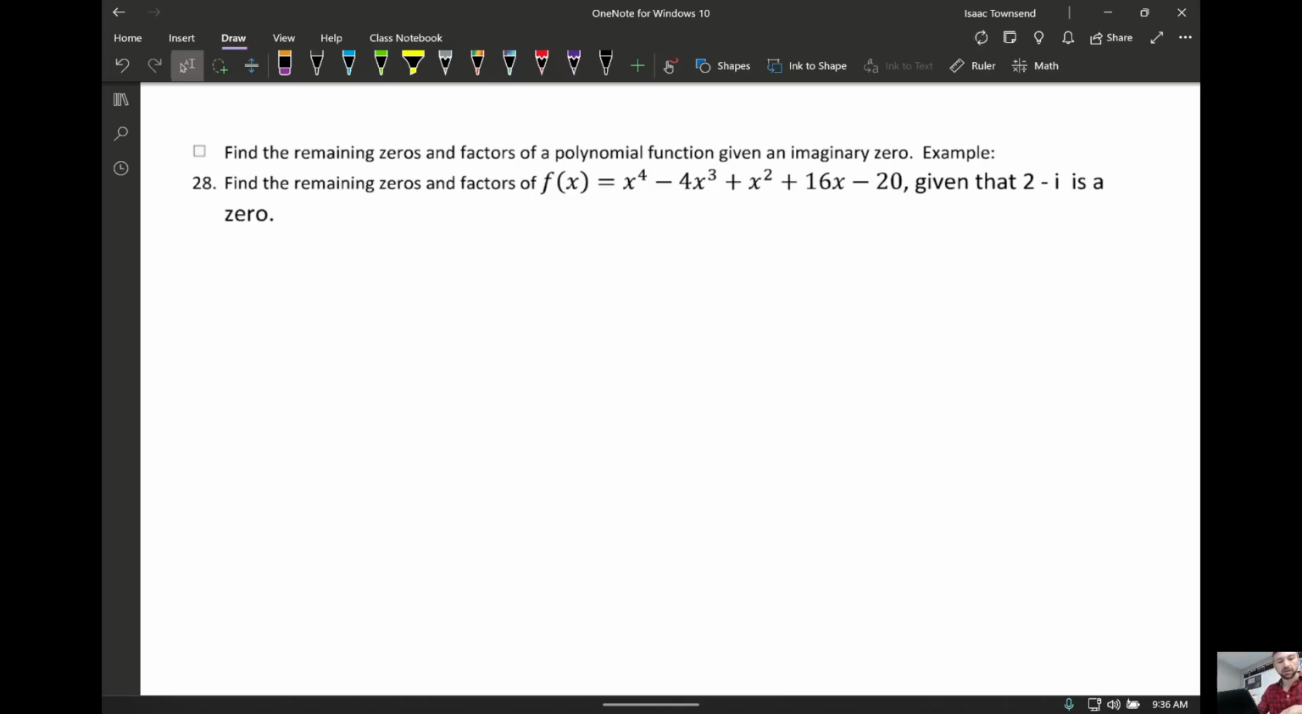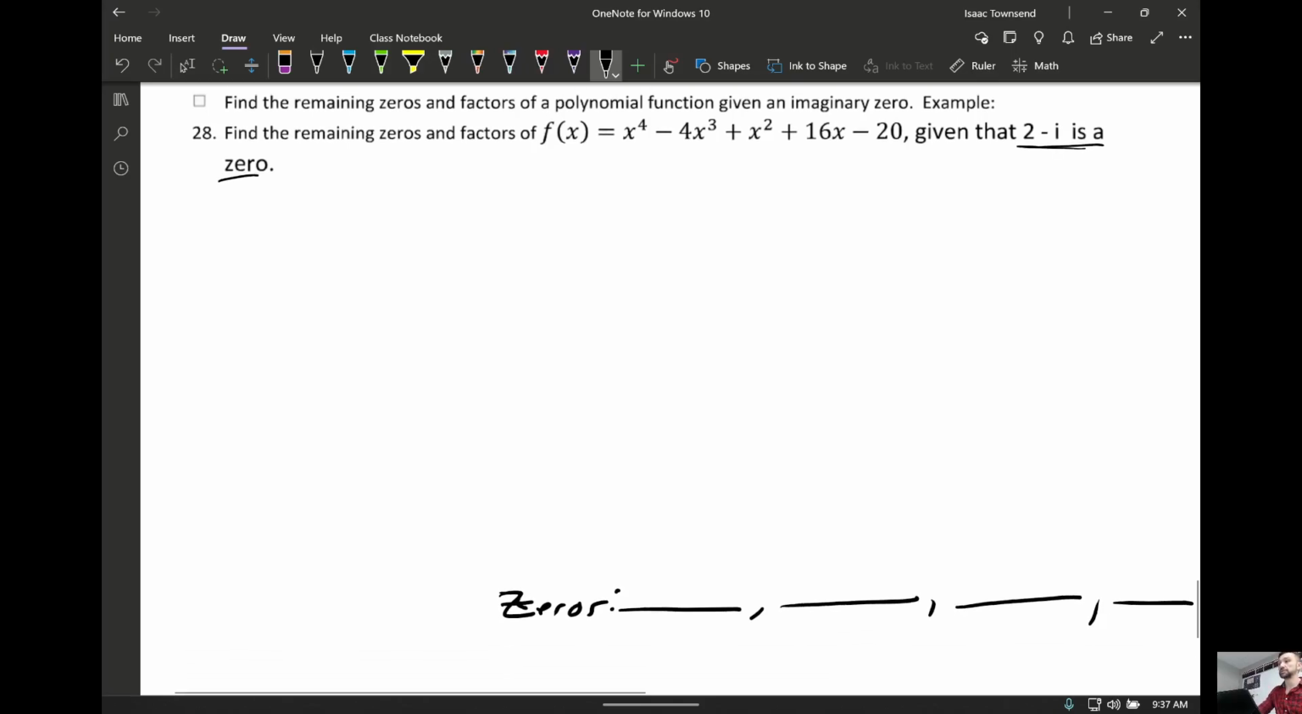So 28 specifically says find the remaining zeros and factors, given that this is a zero. Even though it just says remaining, I'm going to go ahead and do all of them. It's a 4th degree, so I know there are going to be 4 zeros, which means 4 linear factors. And they're only giving me this one.